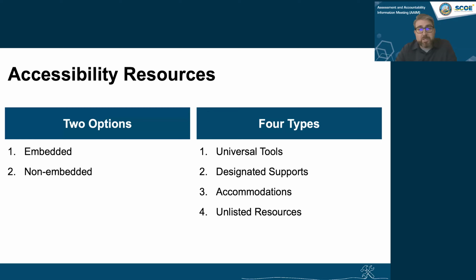There are also 4 types of resources. These are universal tools, designated supports, accommodations, and unlisted resources. So as a reminder here, universal tools are available to all students based on individual choice or preference. And an example of that would be something like the notepad.